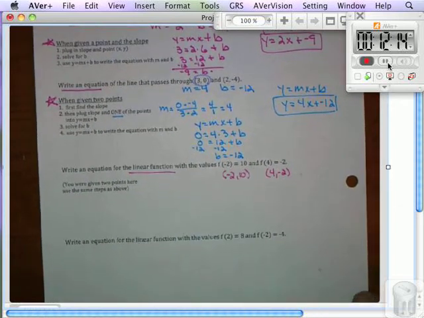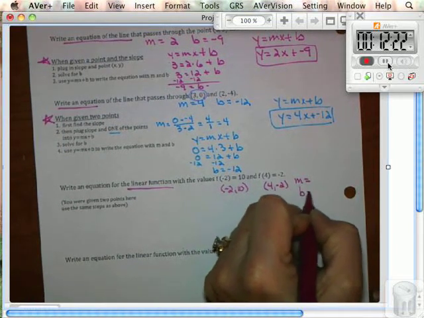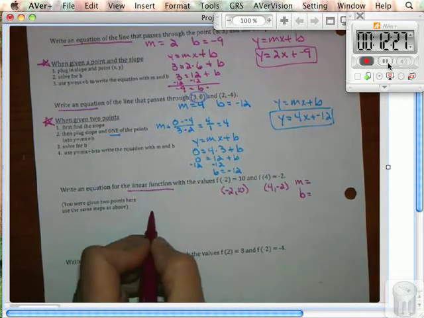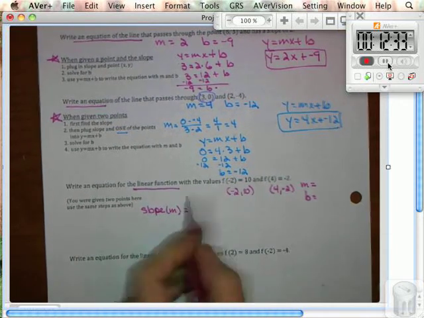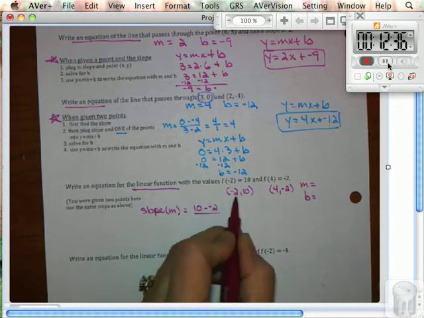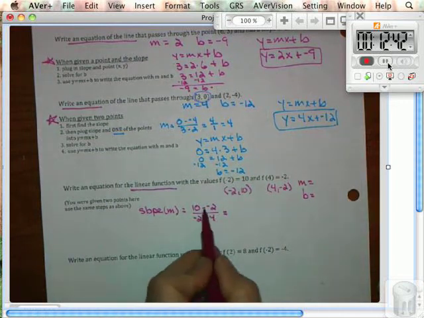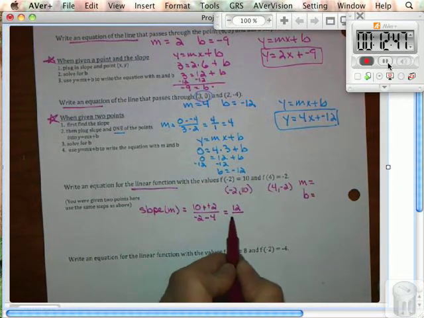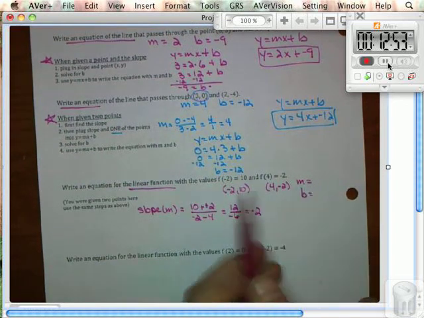Okay. So it's the same steps as up here because I was given 2 points. I still need m and b. I don't have either of those. So the first thing I'm going to do is find the slope. So my slope, or m, is equal to the change in y over the change in x. 10 minus a negative 2 becomes a plus. That's 12. Negative 2 minus 4 is negative 6, and that's negative 2. So my slope is negative 2.